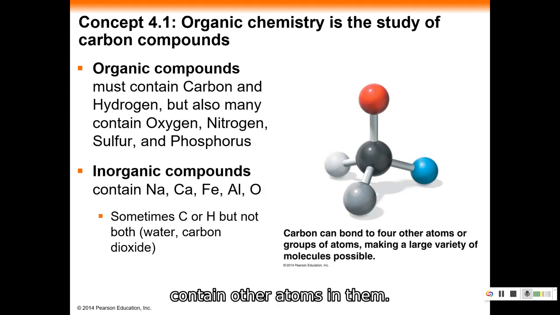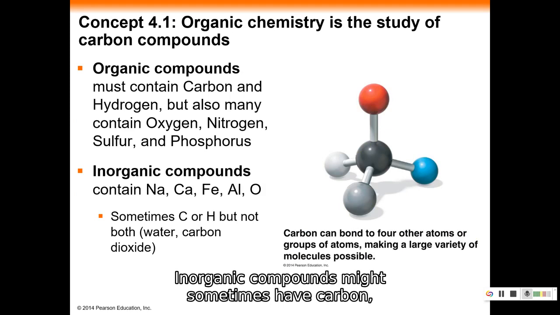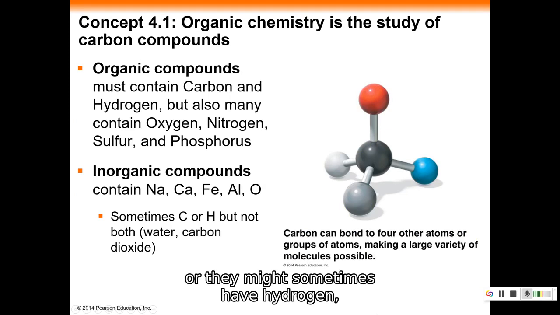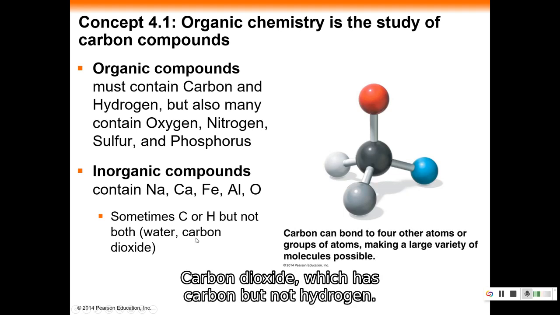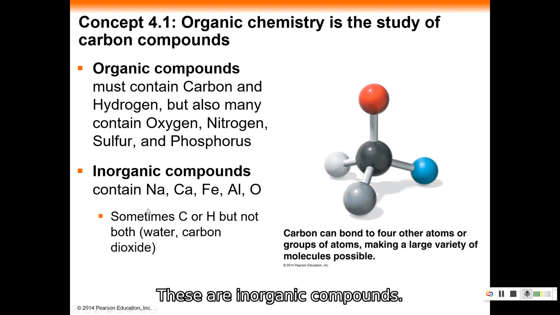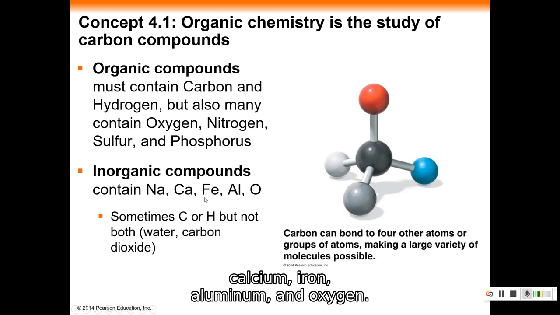But organic compounds can also contain other atoms in them. It could have oxygen, nitrogen, sulfur, and phosphorus. Inorganic compounds might sometimes have carbon, or they might sometimes have hydrogen, but they won't have both. So water, which has hydrogen but not carbon, and carbon dioxide, which has carbon but not hydrogen, are inorganic compounds. We'll also see other inorganic compounds with sodium, calcium, iron, aluminum, and oxygen.